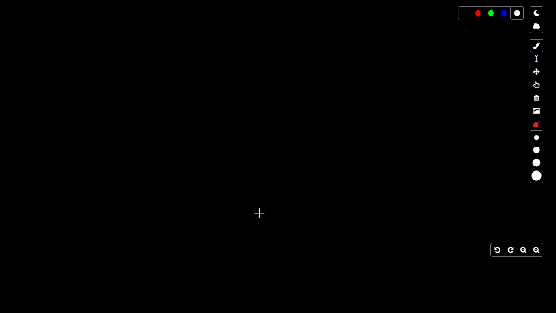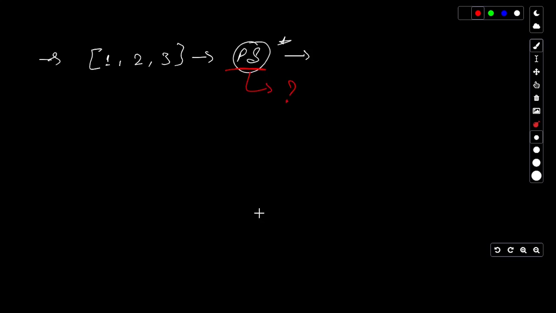At first we will be provided with a particular nums array which might contain 3 elements like this, and we are asked to find the power set of this particular arrangement of numbers. First of all, what really is a power set? A power set is the collection of all the combinations of elements within this particular array.